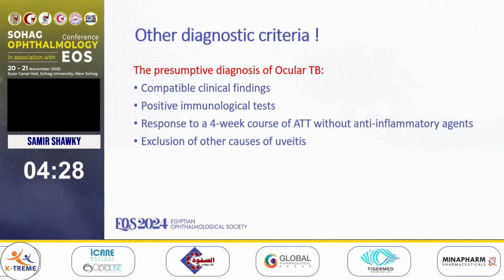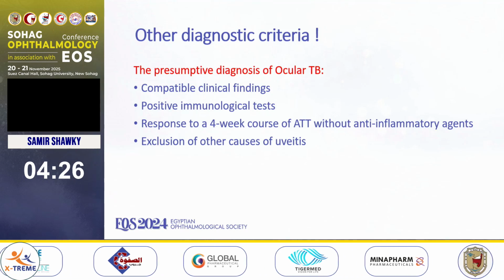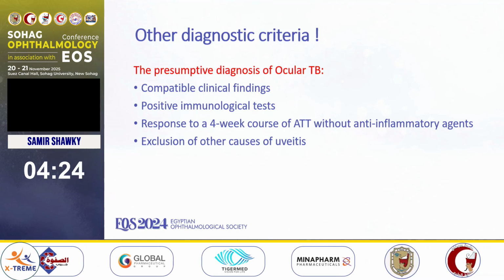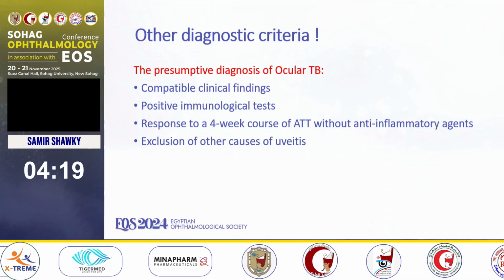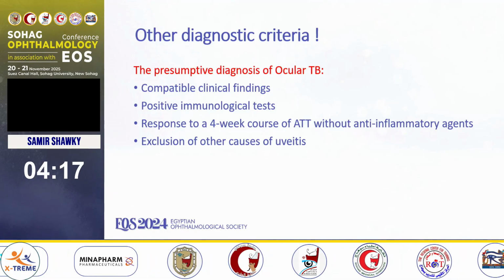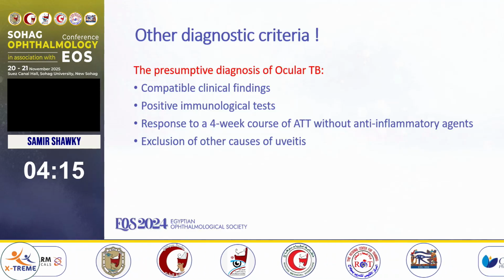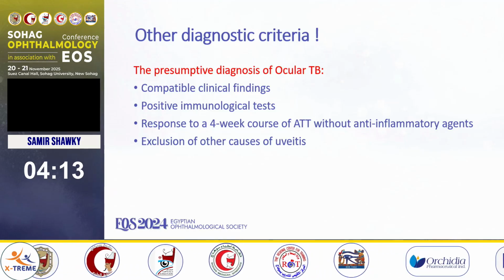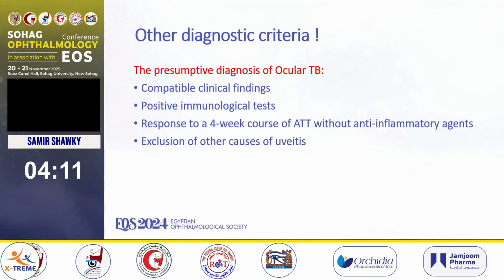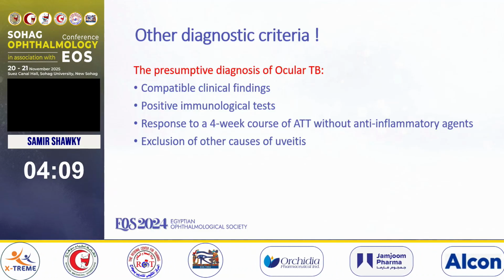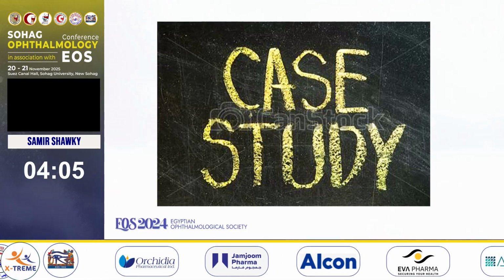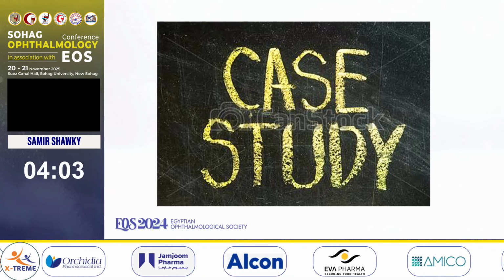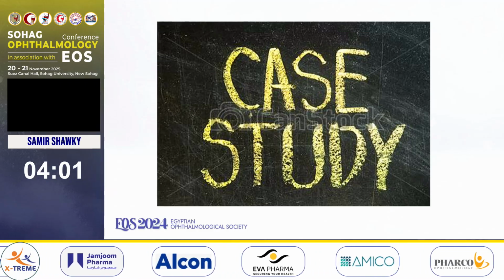The first is a compatible clinical finding. For example, as with the patient we saw first with anterior granulomatous uveitis, you have a positive immunological test, a positive therapeutic response, and of course, exclusion of other causes of uveitis. I will show you some of the cases that go with the COTS and other cases that are not matching.